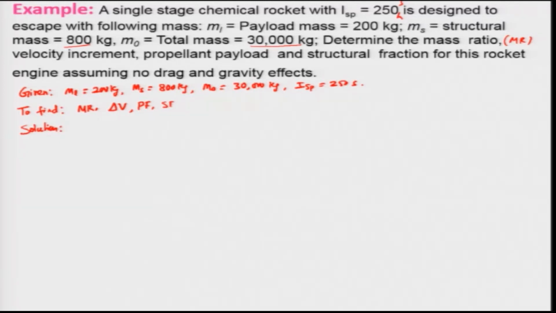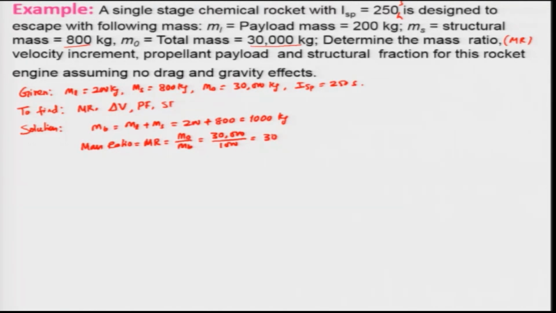We know that the burnt out mass is payload plus structural mass. So, that will be 200 plus 800, which is 1,000 kg, and we need to find out the mass ratio. The mass ratio MR is equal to m naught by m_b, that is 30,000 divided by 1000, which is equal to 30. It is a very high mass ratio if you look at it that way.